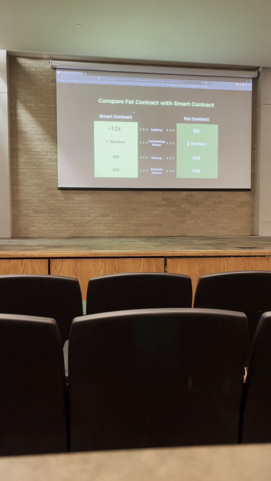So here's a little comparison between smart contracts versus fat contracts. Typically latency for a smart contract is going to give you around 12 seconds, while a fat contract is near zero latency. For computing power, smart contracts are limited to one worker doing the computation, and we can scale this by the number of off-chain workers that we have. We also have trusted execution technology, so that we can create secure enclaves to ensure your privacy, and HTTP requests allow you to have internet access. So the possibilities for developers open up, and now you have a platform where you can get really creative with your implementations and let your imagination run wild.